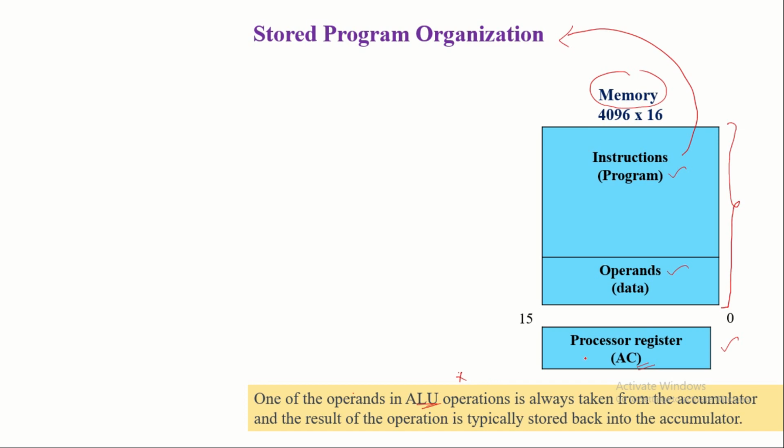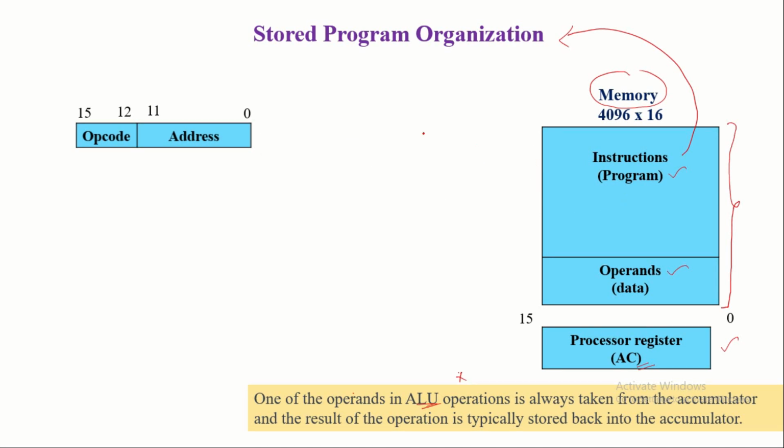Once again, I repeat, whenever an ALU operation is performed, one of the operands is always taken from the accumulator, and after performing the operation, the result is stored back into the accumulator only. Since one of the operands is always taken from the accumulator, there is no need to store that operand explicitly in the memory. Let us now discuss the format of instructions stored in the memory.